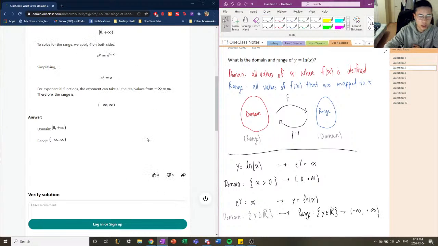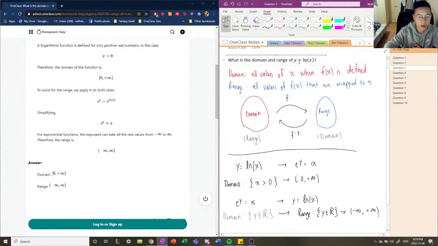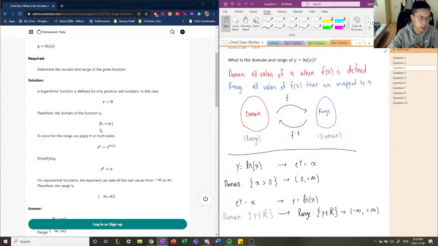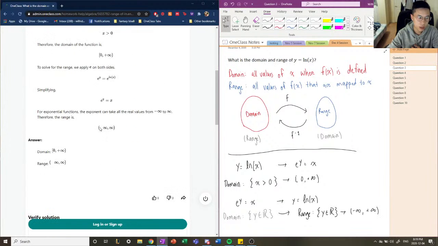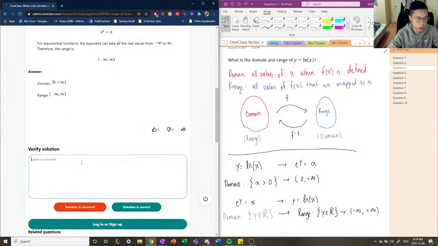So I guess another way you guys can do this is that you can graph this function and visually identify what the domain is, right? And you can visually identify what the range is. But this is another way of doing it without graphing it out. And we use a lot of reason and this principle of f inverse to find our range and domain. So this solution is correct. Okay.